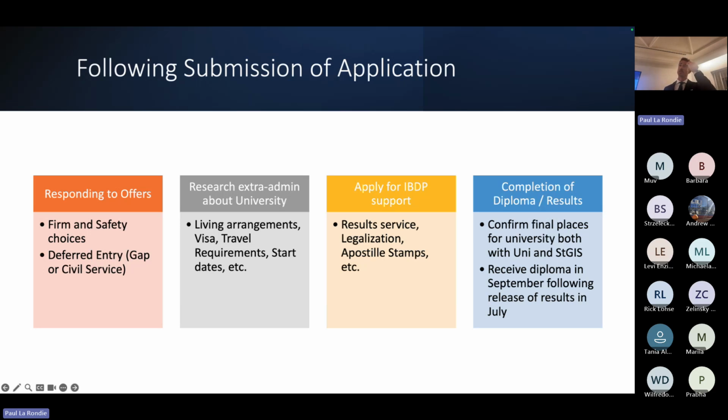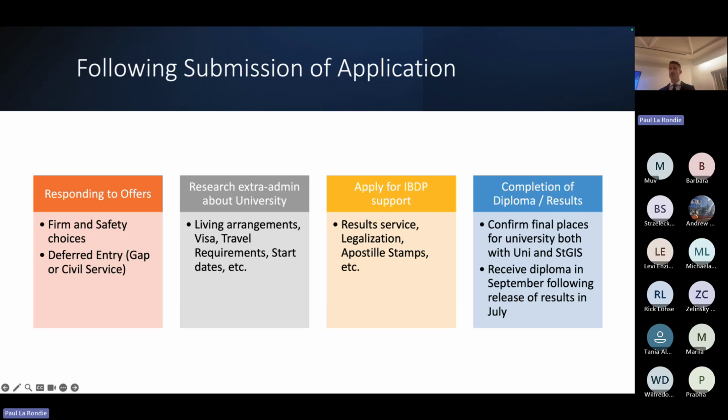Nonetheless, students have to respond to those offers, and they have to say what's going to be their firm choice or their safety choice. Some students might need to do a civil service because they're in Austria, for example, or they might be doing a gap year, and so they might defer their entry as well. So they'll accept the university, but they'll say, I'm not going to start right away, I'll start next year.